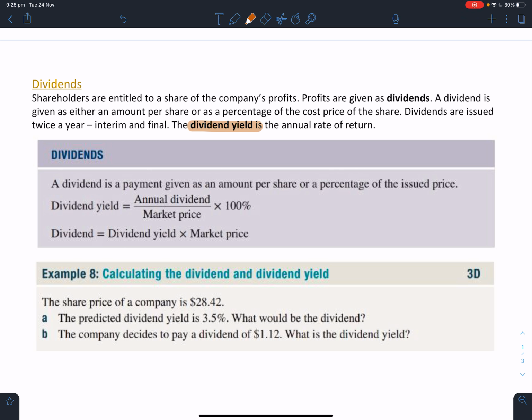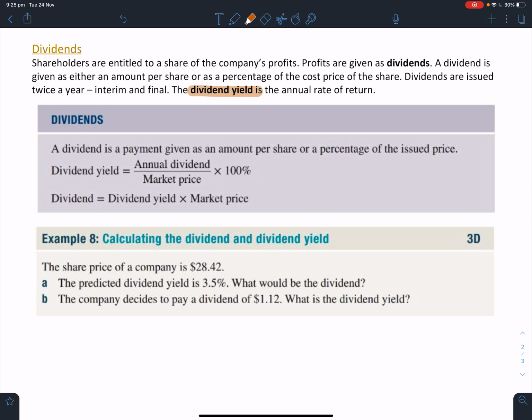A dividend is a payment given as an amount per share or a percentage of the issued price. To find the dividend yield, we find the annual dividend, divide that by the market price of the shares, and then multiply by 100. Or to find the dividend itself, you take that dividend yield, the percentage, and multiply it by the market price of the shares. The terminology gets a little bit tricky, but the more questions you see, the more confident you'll get with it.